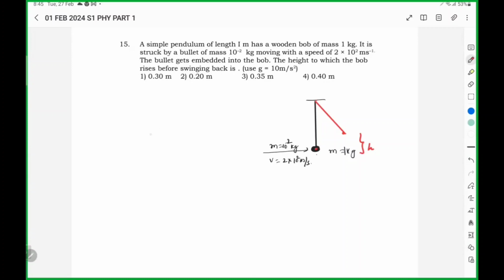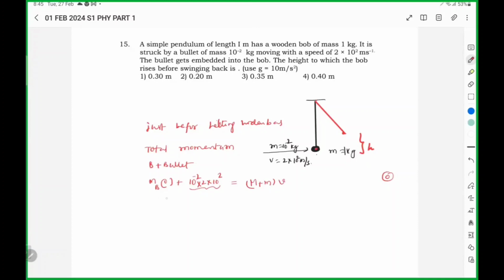Here, just before hitting the wooden bob, consider the momentum of the system. System means here bob plus bullet. Bob is at rest. Bullet is moving with velocity 2 into 10 power 2. After hitting, they embed and move like a single object whose mass is this. So M here is the mass of bullet, 10 power minus 2 into V, which is equal. It's a very small quantity, 1.01. It's almost 2 meter per second.